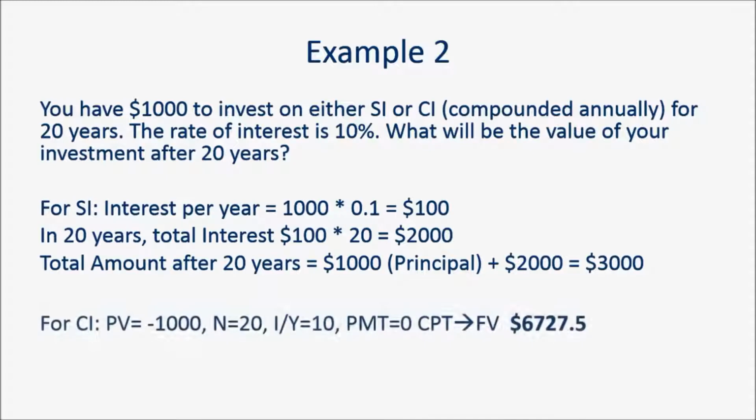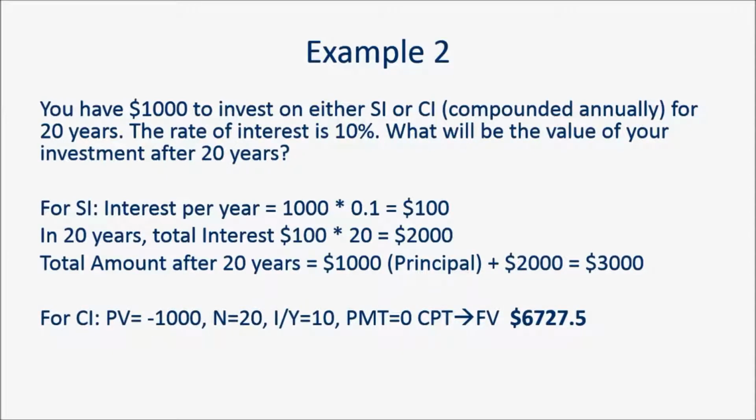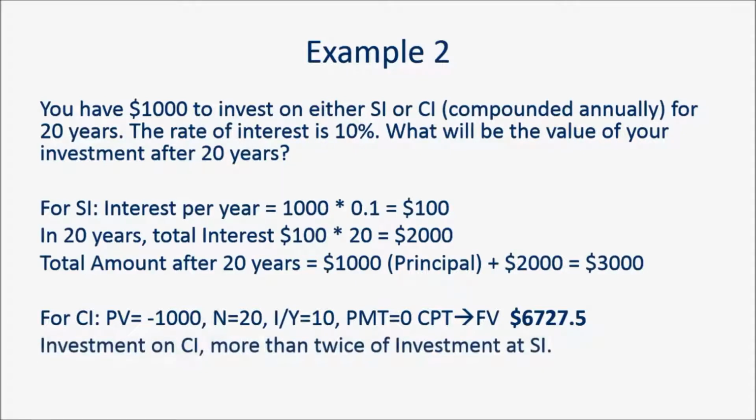For compound interest, PV is minus 1000, N is 20, I/Y is 10, PMT is 0. We compute future value to get $6,727.50. So, as you can see, by investing on compound interest, you receive more than twice of what you would have received at simple interest. This is the power of compounding.